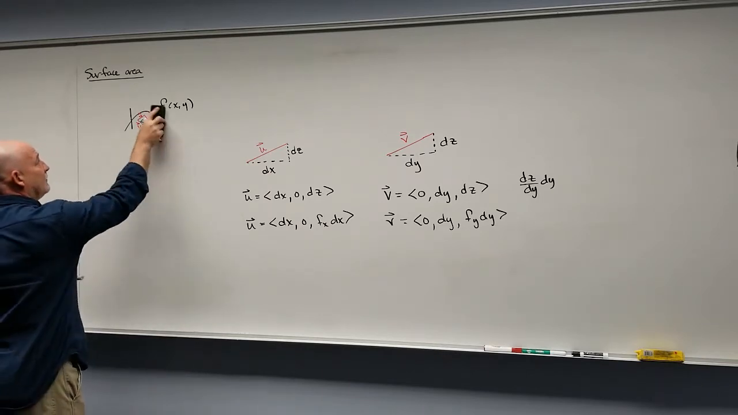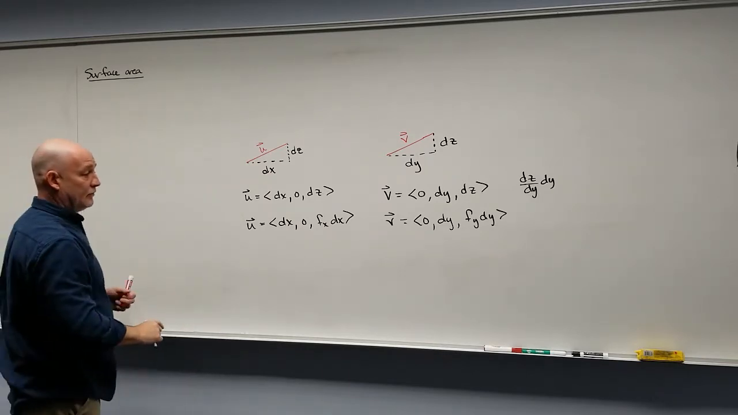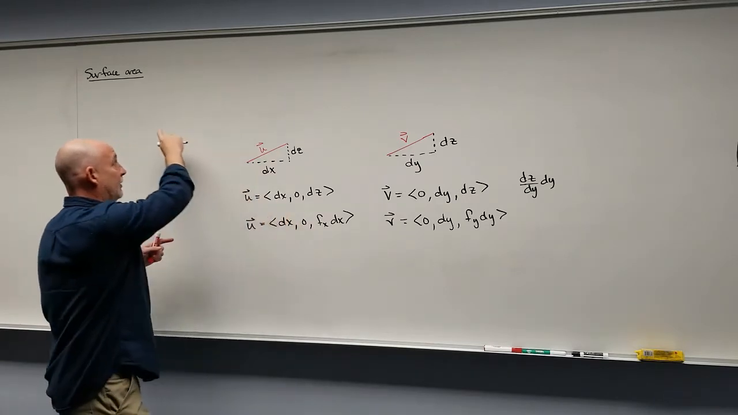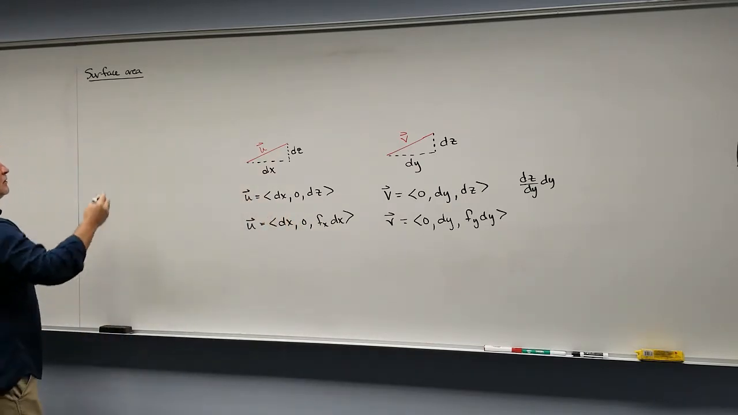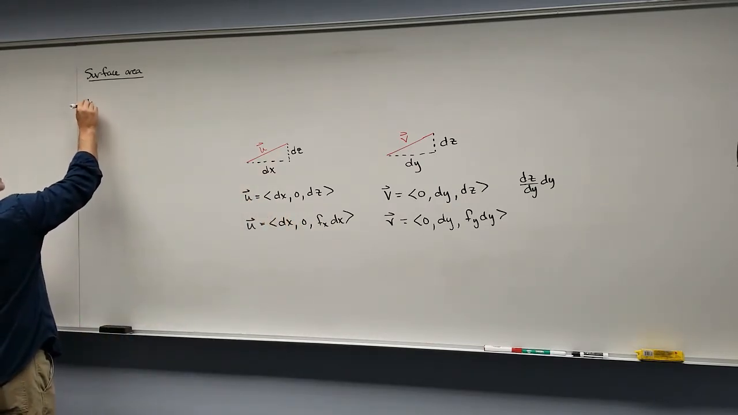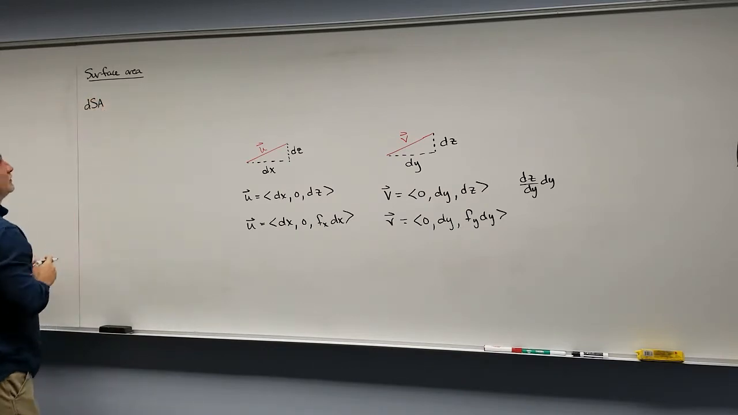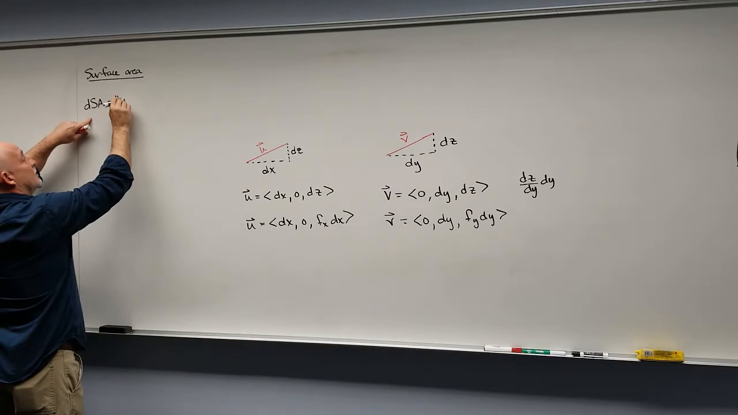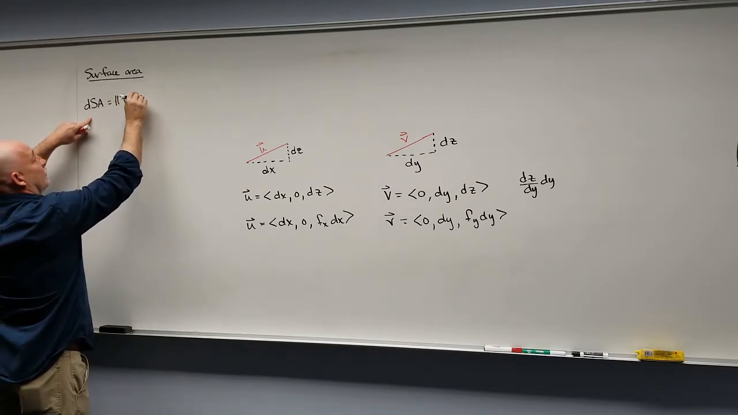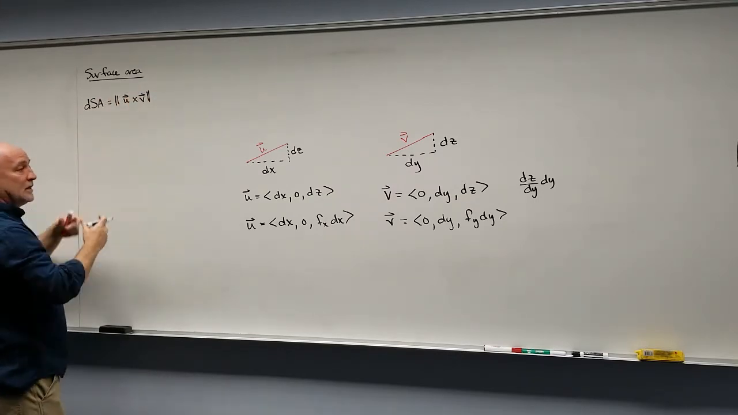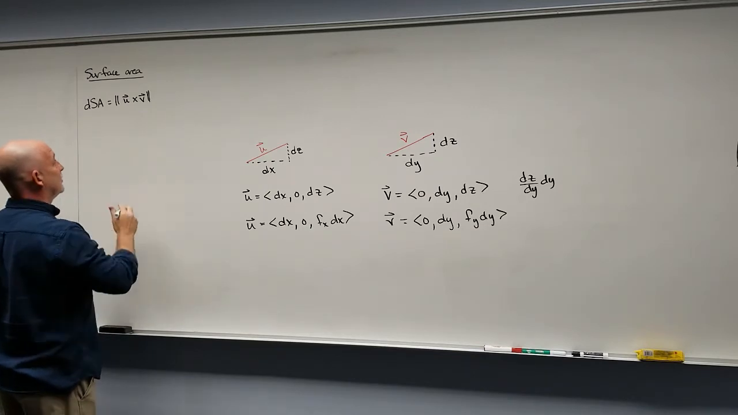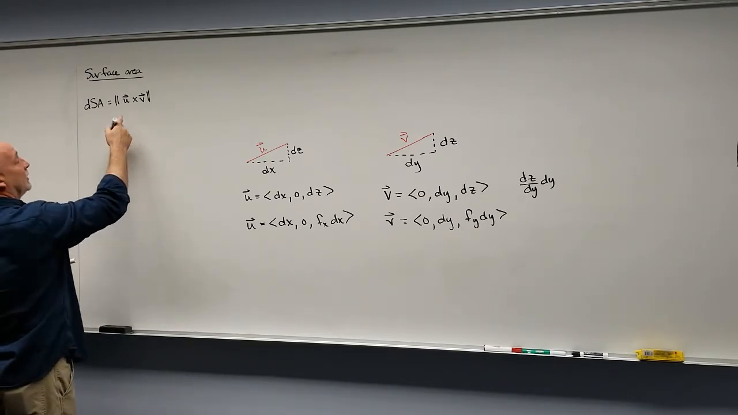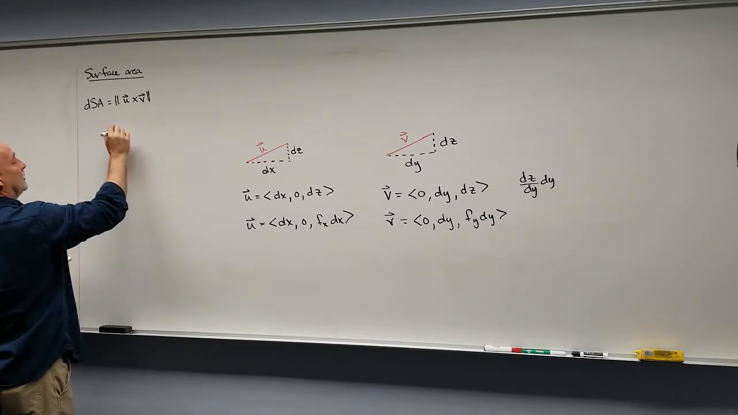So if I find the area of this parallelogram, that red parallelogram, that will give me a very, very small piece of the surface area. So I'm going to do it as dS. A very, very small piece of the surface area will be the magnitude of U cross V, or that's the area of that little tiny tangent plane at that surface. So we've got to do the cross product. So let's go ahead and do U cross V.